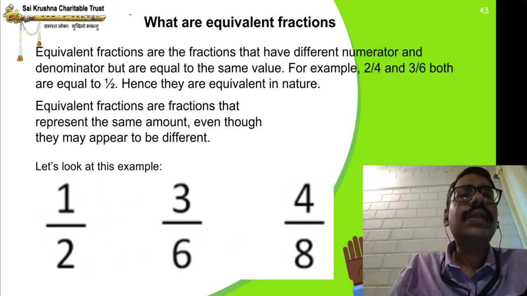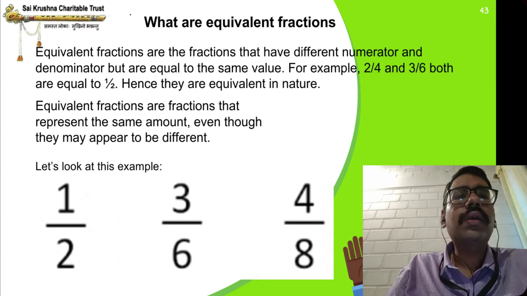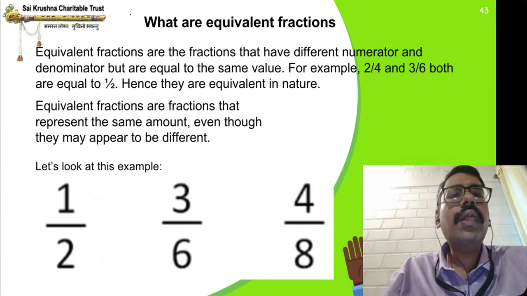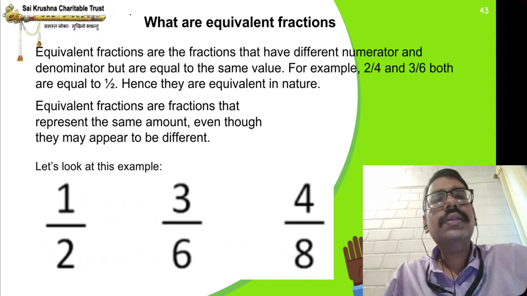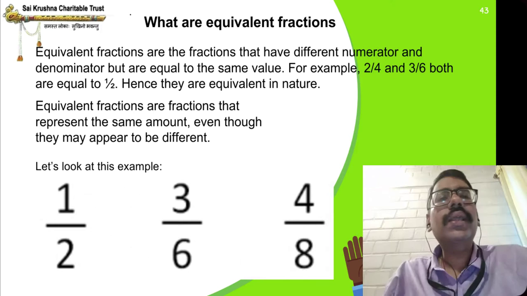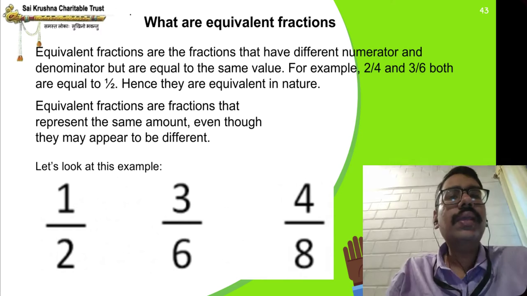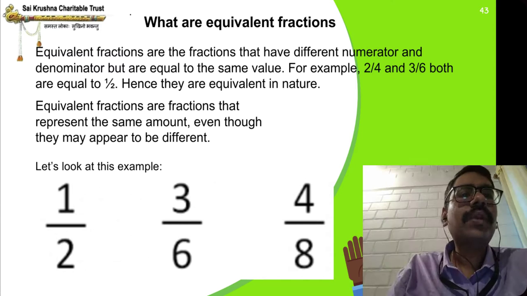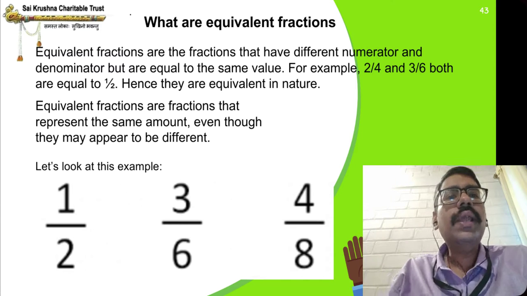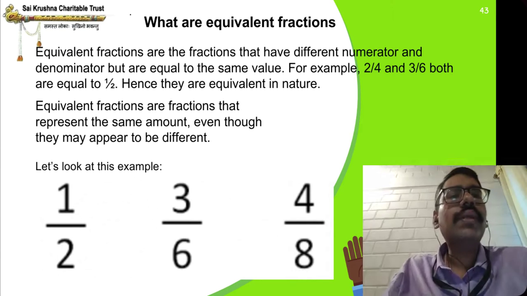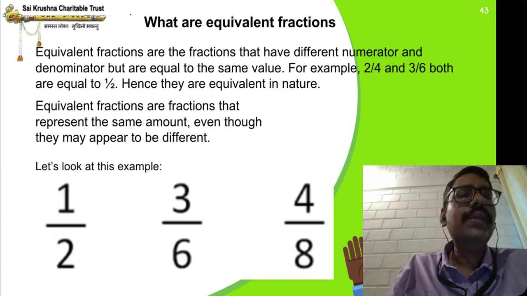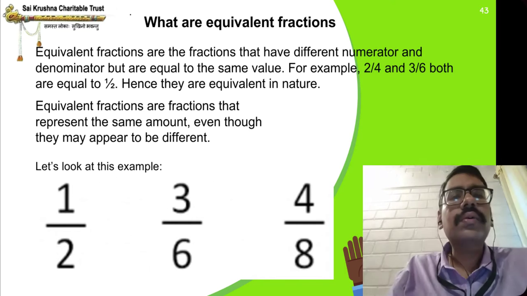Equivalent fractions are fractions that have different numerator and denominator, but are equal to the same value. What are equivalent fractions? They have different numerators and denominators, but they will be equal to the same value. Example, 2 by 4, 3 by 6, both are equal to 1 by 2. How? 2 ones are 2, 2 twos are 4. So 2 by 4 is also equal to 1 by 2. 3 by 6, 3 ones are 3, 3 twos are 6. So 3 by 6 is also equal to 1 by 2.